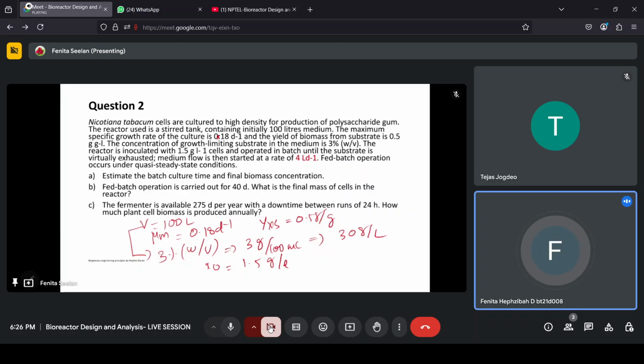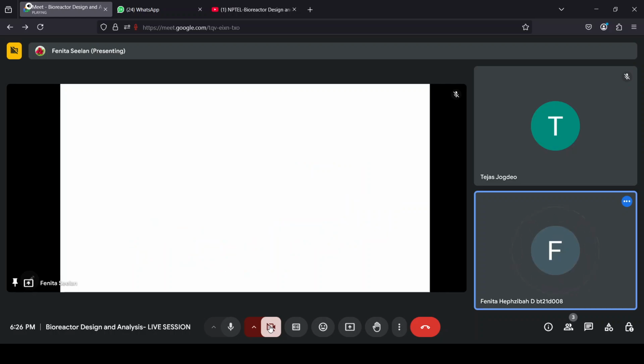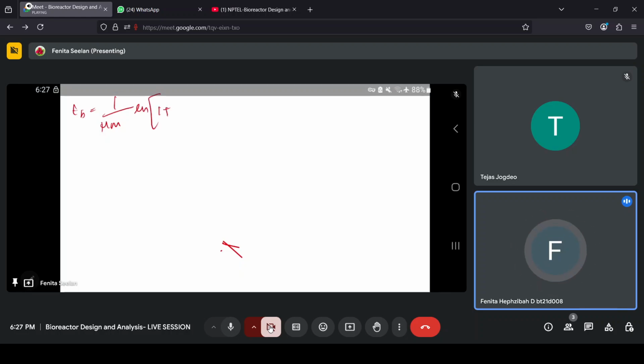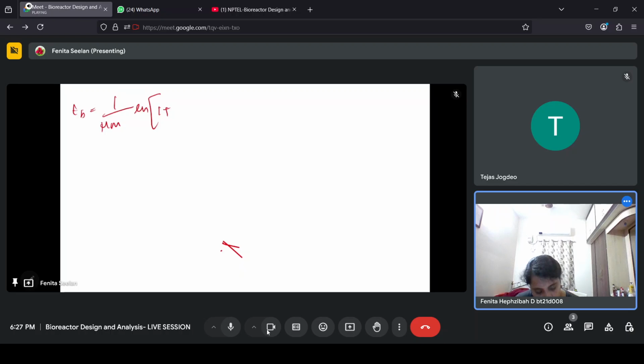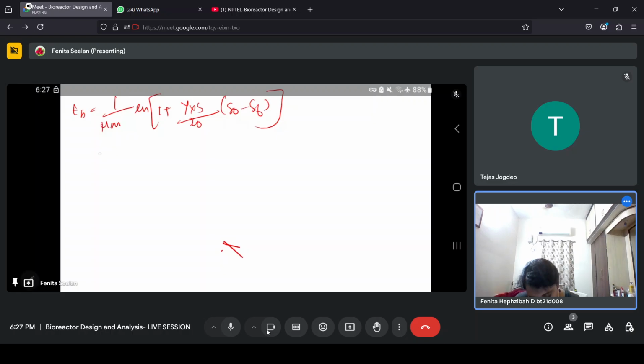So first, let's calculate the batch culture time and final biomass concentration as given in question A. So what is the formula? As we have been solving, the batch time is given as 1 by mu max ln of 1 plus Y x/s divided by X naught and S naught minus Sf.